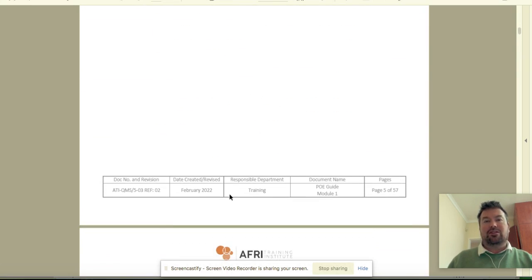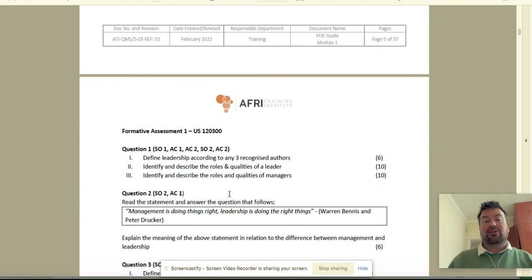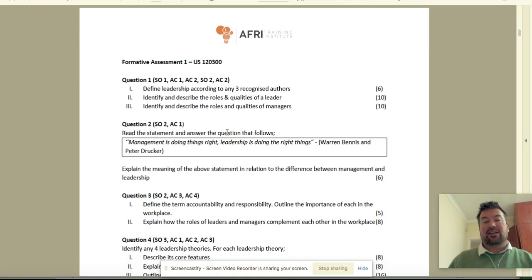Now we can move on to the formative assessment. The first thing that we're going to be looking at is the formative assessment, which is based on unit standard 120300, which is all about leadership. Okay, so let's go. Define leadership using 3 recognized authors.